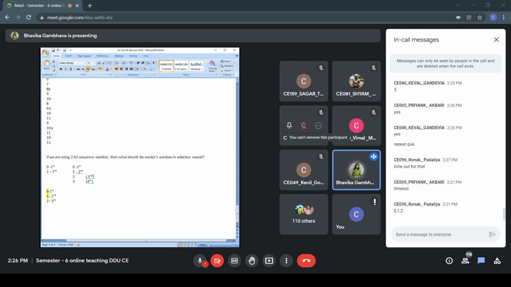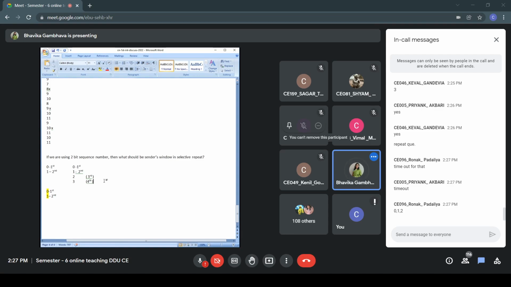The acknowledgements are dropped on the reverse link. So at the transmitter, we will have timeout for 0 and 1. We are retransmitting 0 and 1. So what will your receiver do? Receiver will say that no, my window is open for only frame number 2 and 3. The 0 and 1 are not accepted. So there will be no duplication. There will be no confusion between the retransmissions and the fresh frames.